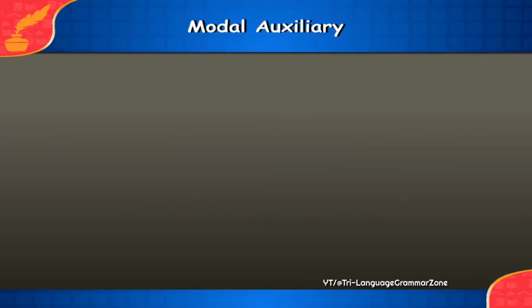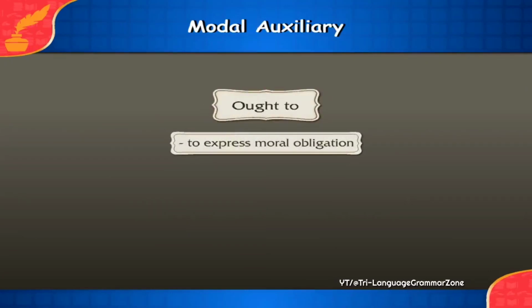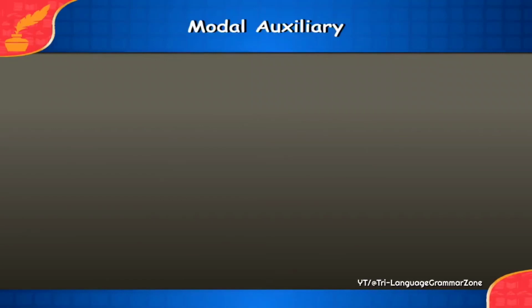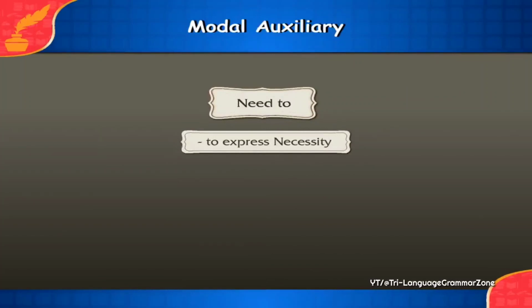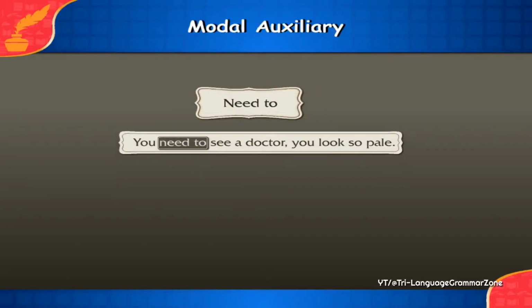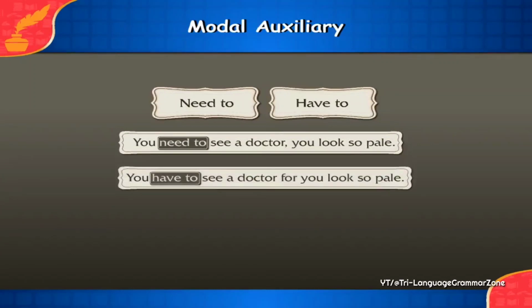The next auxiliary is ought to. Ought to is used to express moral obligation. For example, you ought to respect your parents. The next auxiliary is need to. Need to is used to express necessity. For example, you need to see a doctor. You look so pale. Need to can be replaced with have to. For example, you have to see a doctor, for you look so pale.